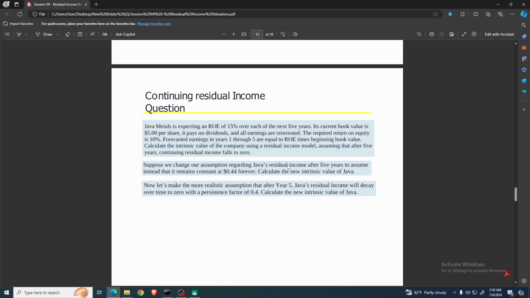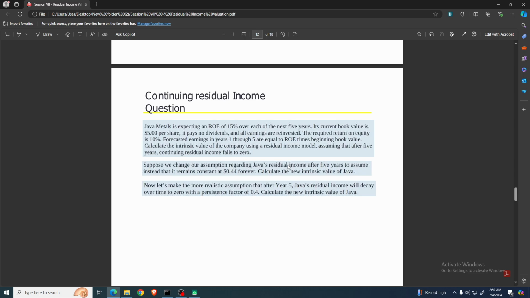So the first part is going to remain the same, the intrinsic value formula. The only thing which is going to be added is the present value of the continuing residual income at year 0, because we make the assumption that Java's residual income after 5 years will remain constant at 44 cents forever. So that section should be added. So it is basically the intrinsic value of the above case, plus the present value of the continuing residual income. That would be the intrinsic value if we go with this assumption that the residual income of the organization is going to remain at 44 cents forever.